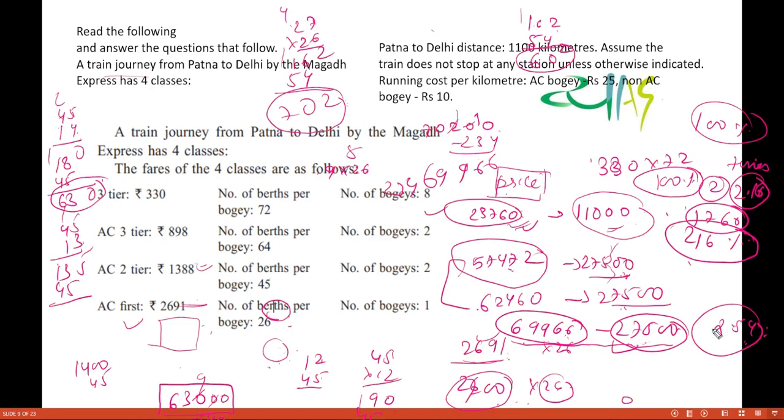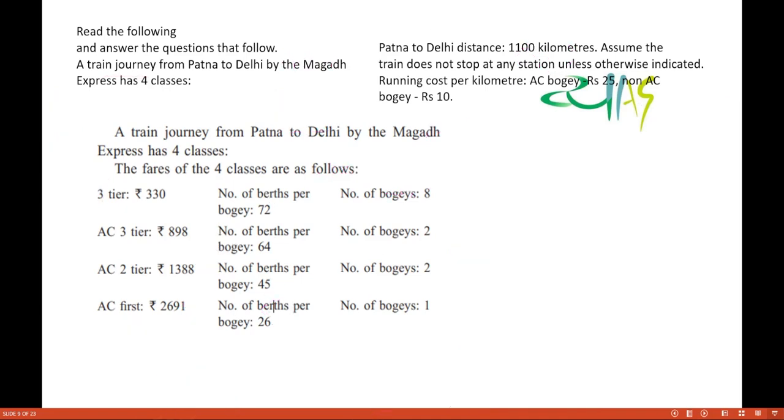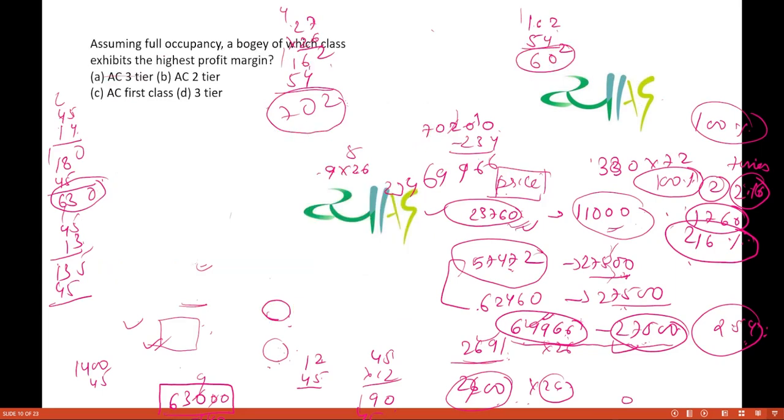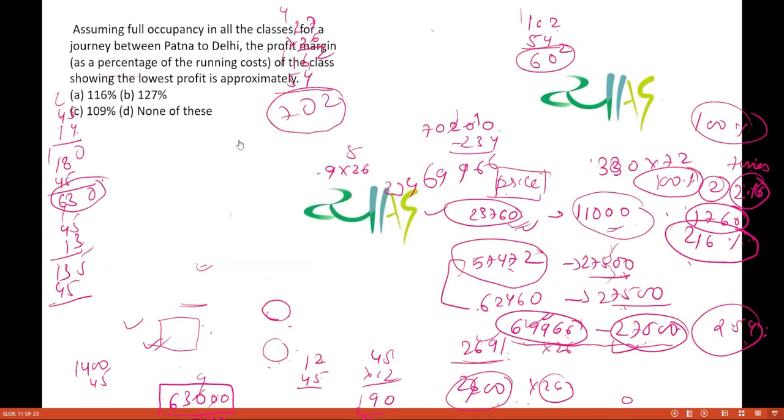So, how much profit are you getting? Basically, in this we are getting more profit than this. So, AC first is our answer. So, we don't have to go for actual profit calculation here. What we have to do basically is we know that ये जो profit है वो AC first में सबसे ज़्यादा होगा. Okay, fine. So now this question is easily answerable to you.